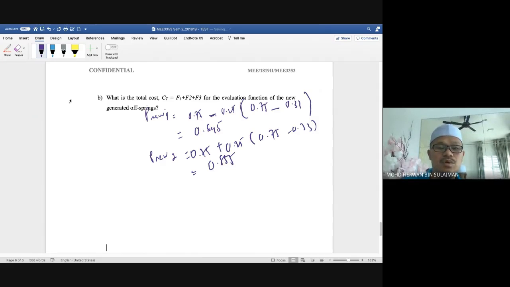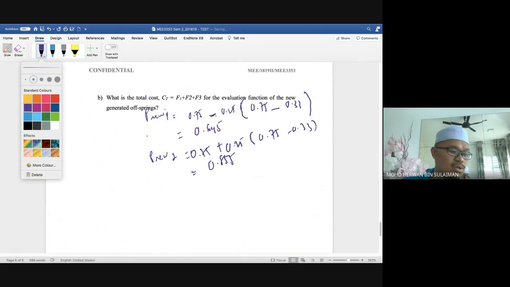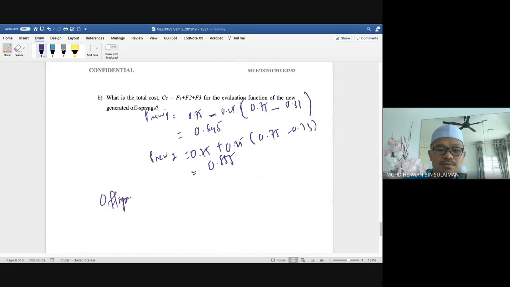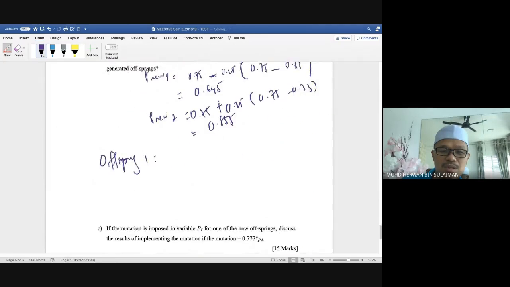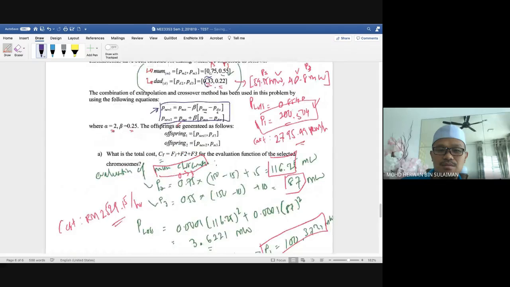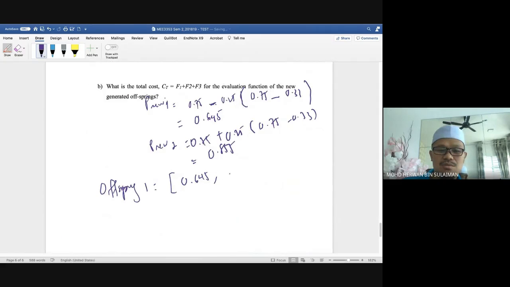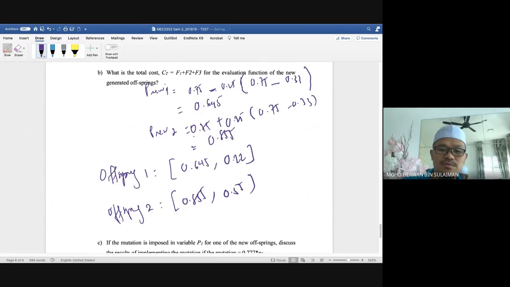Once you get this value, you can calculate your new offspring 1. Use this equation: P new 1, PD3, P new 2, PM3. It is just reversed. So P new 1 is 0.645 that you have obtained here, but here is your value of that, 0.22. And then your offspring 2 is 0.855, this one is mum, 0.55. And then similarly, find your P2. You need to decode, like the previous one.